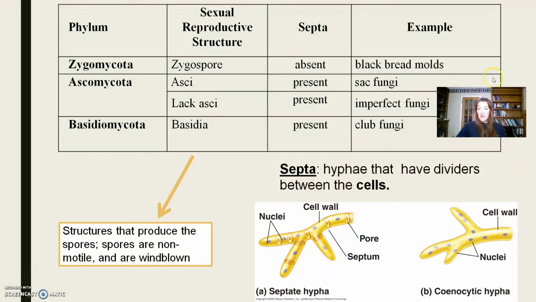Now, some examples you need to probably know: for the zygomycota, the common one is the black bread molds that you find. The ascomycota are the sac fungi and imperfect fungi. I just want you to know what those are. You can look those up and see pictures. Just know that those are the two you need to know for examples. And the basidiomycota are the club fungi, and anything that has that hat type structure.